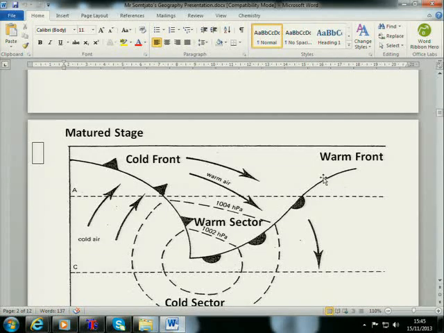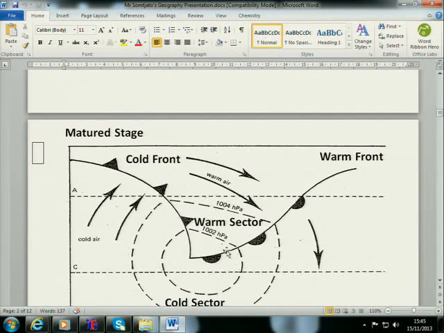Sometimes learners confuse the two. So it is important that we know exactly the names of these fronts, the cold front and the warm front. Now, the space between the cold front and the warm front, where there is warm air, that area is called the warm sector. The warm sector is the area between a cold front and the warm front in the warm air. We call it the warm sector.